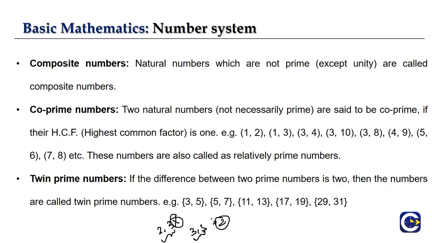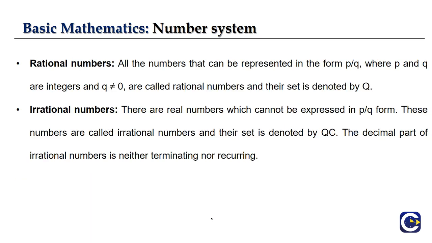So we have discussed all the basics up to prime numbers. Now let's get into our huge combination of numbers, that is our rational numbers and irrational numbers, right?